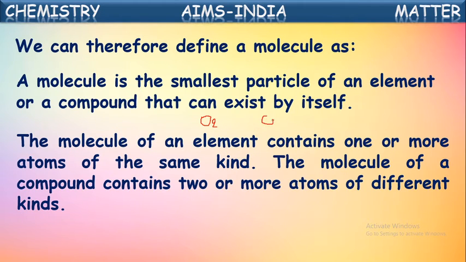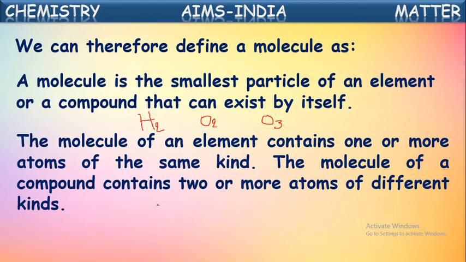If I say ozone, it also contains three same kind of oxygen atoms. So it is also a molecule of an element. Ozone, oxygen. If we say hydrogen, the molecular formula H2 we write. It means the molecule of hydrogen contains two similar atoms, two same kind of atoms. So it is a molecule of an element. In the same way, the molecule of a compound contains two or more different kinds of atoms, different elements.